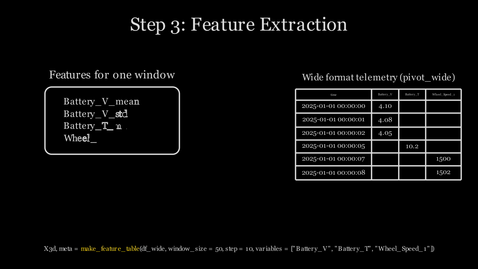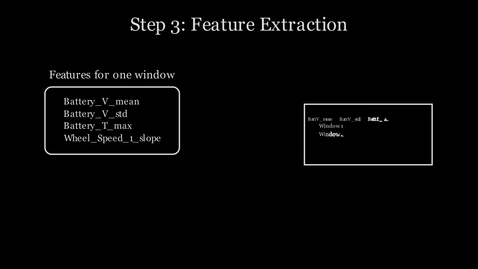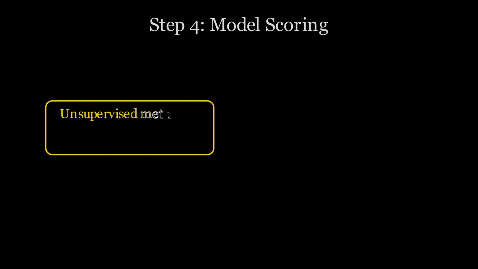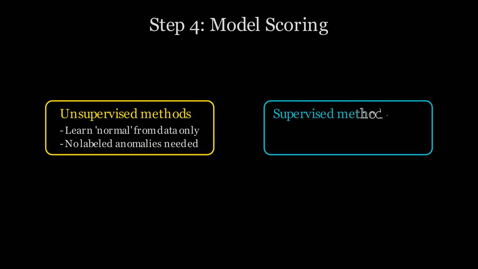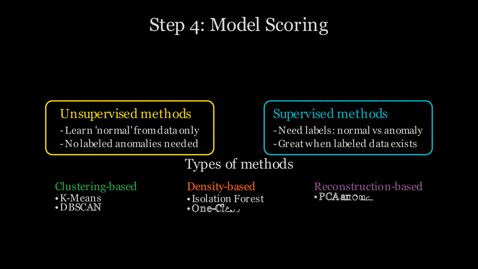When we stack all of these vectors together, we form Feature Table X, a structured, high-information summary of the spacecraft's behavior over time. This table is what our models analyze, compare, and ultimately score for anomalies. For modeling, we have two major options: supervised and unsupervised learning. Supervised models work best when we have labeled anomalies and want to train the model to recognize similar patterns. However, in real spacecraft datasets, true anomalies are rare and usually unlabeled. This makes unsupervised learning the most practical approach.